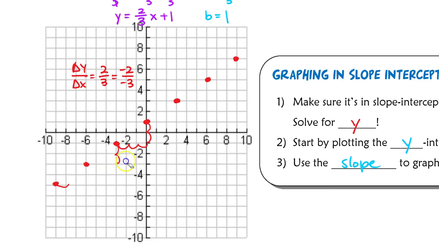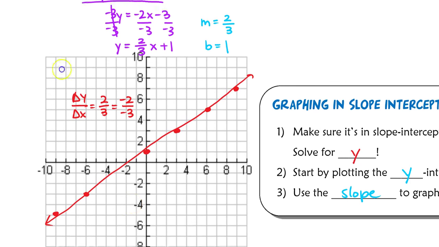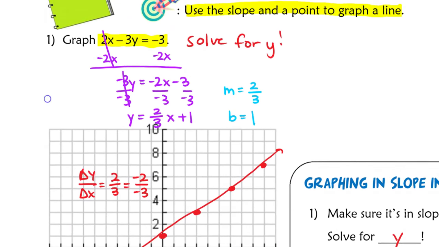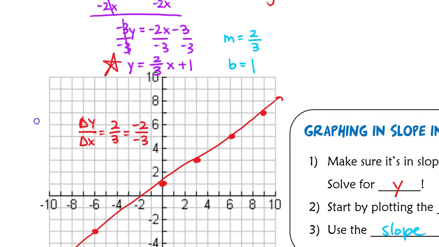Alright, so now we've got a pretty good looking line here. Try to connect those points. And again, this is a lot faster once we know how to do slope-intercept form. The difference for tomorrow is that we need to now solve for y first before we can graph in slope-intercept form. So that's it for today.